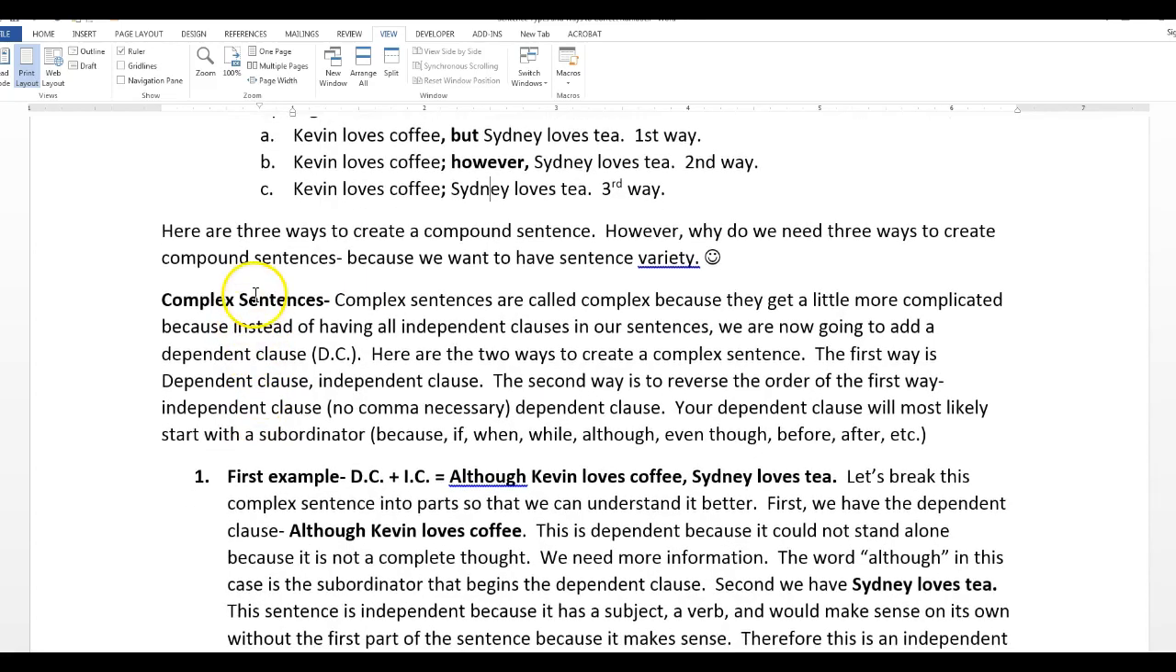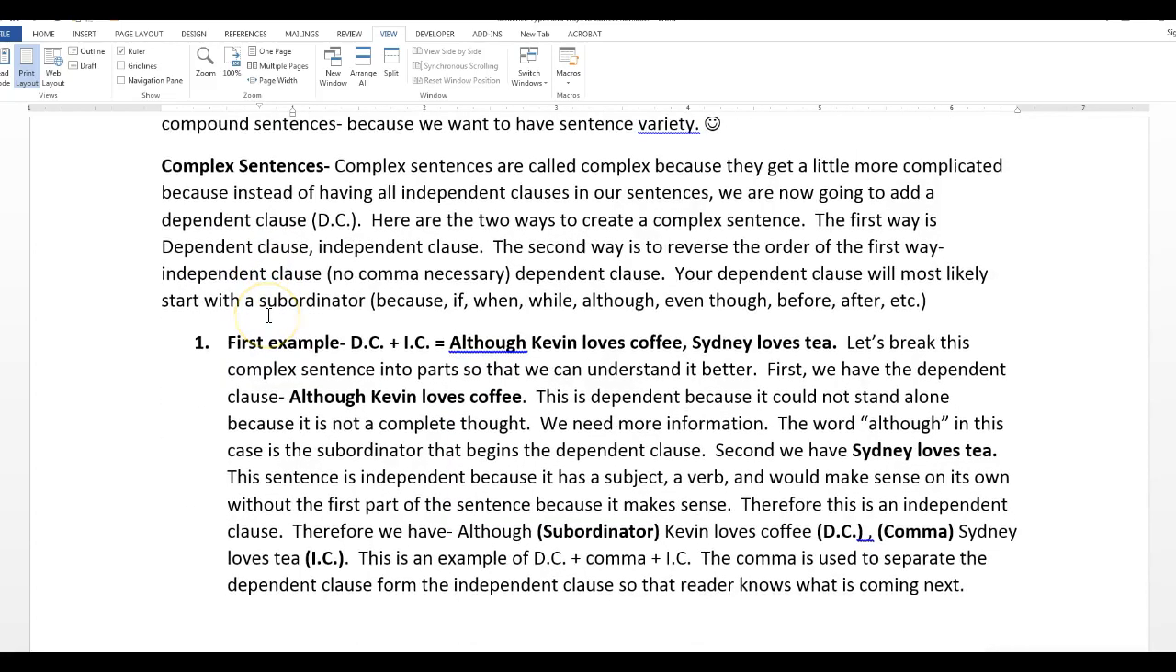Next, we're going to go to complex sentences. Complex sentences are complex because they're more complicated. Now we're going to throw in a dependent clause plus an independent clause. Let's take a look at this example. Although Kevin loves coffee, comma, Sydney loves tea.